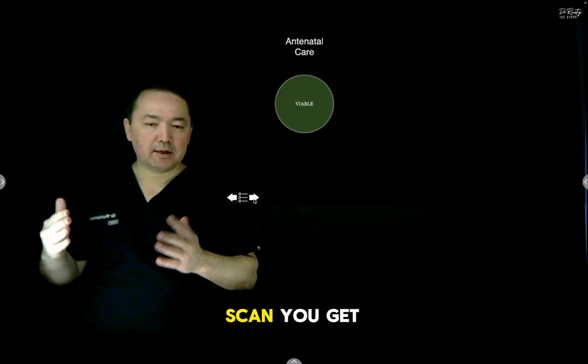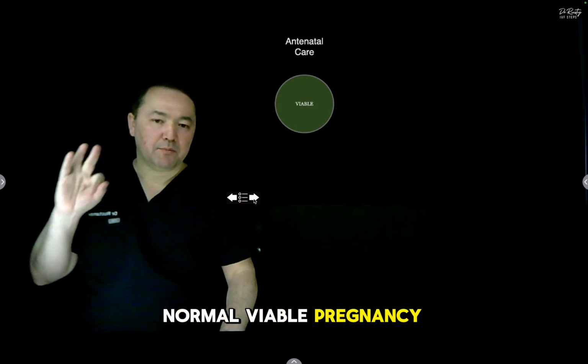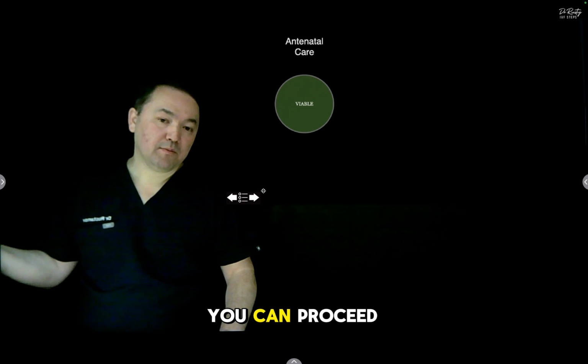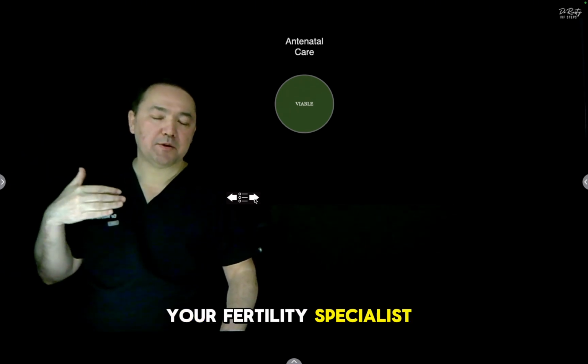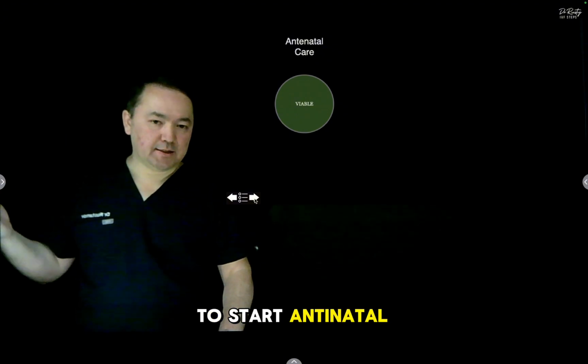Essentially, after the scan, you get one of these three outcomes. One is a normal, viable pregnancy with a heartbeat. Then that means you can proceed to antenatal care. Your fertility specialist will refer you to an obstetrician or your GP to start antenatal care.